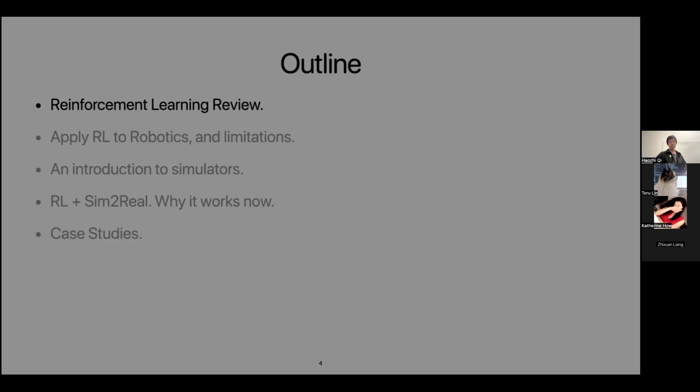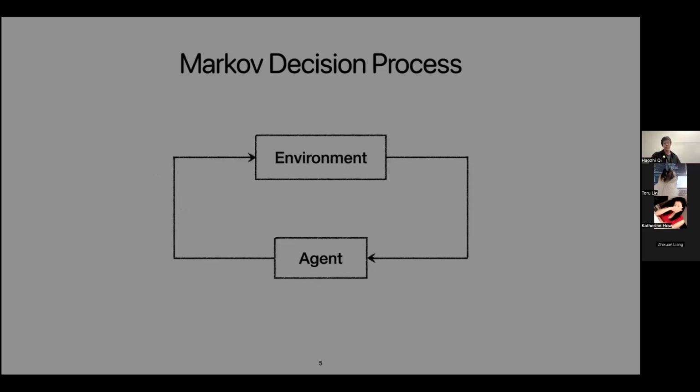Let's start with the reinforcement learning review. Our target is to have a robot or an agent interact with the world and, by receiving feedback from the environment, adjust its behavior accordingly. A simple and reasonable mathematical model for this assumption is what we call a Markov decision process.